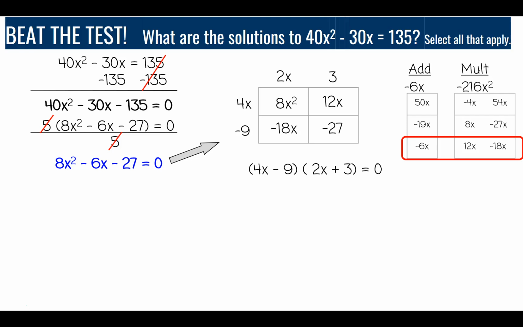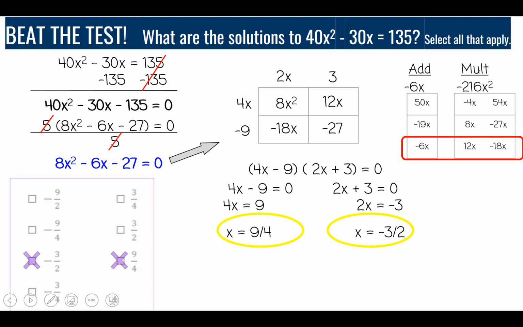What do I have to do from here? Make them each equal to 0. 4x minus 9 equals 0. 2x plus 3 equals 0. Yep. So how am I going to get the first x by itself? Plus 9, and then divide by 4. My other side, subtract 3, and then divide by 2. So we're looking for 9/4 and negative 3/2.